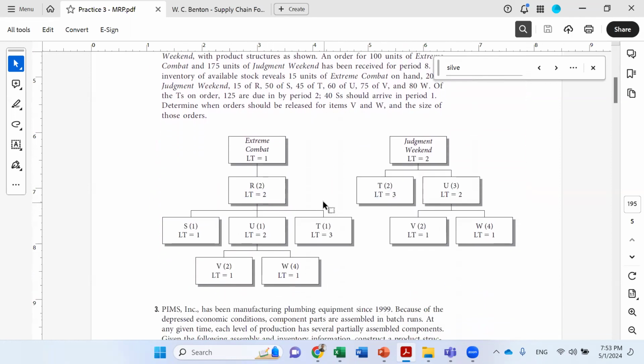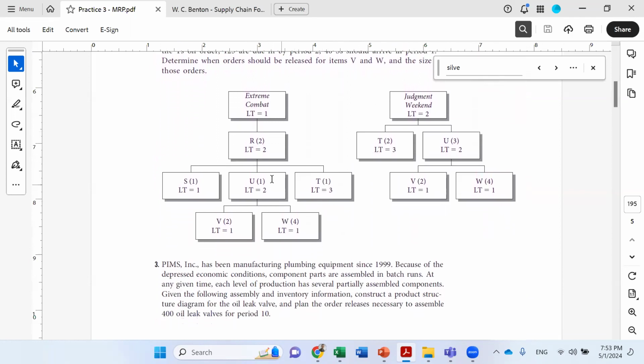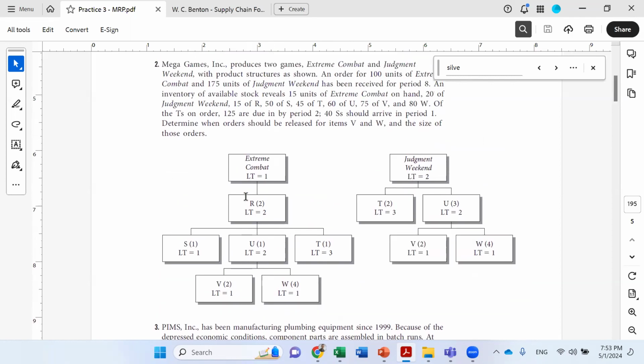For the other one, we have two products, and then we have their bill of material with their respective quantities. And then for each sub-assembly or each item that goes into the final product, we have their lead time, right? This one says determine when orders should be released for items V and W.